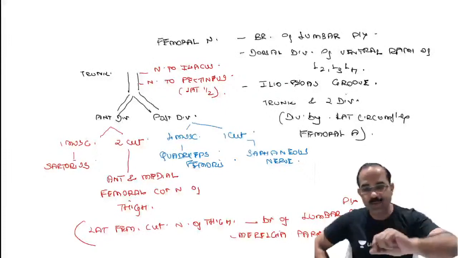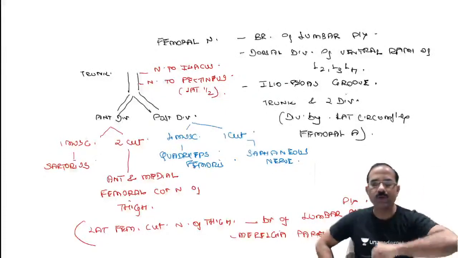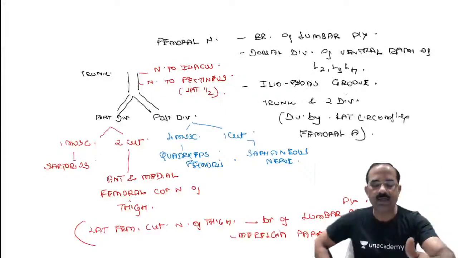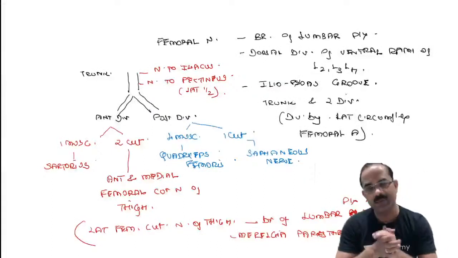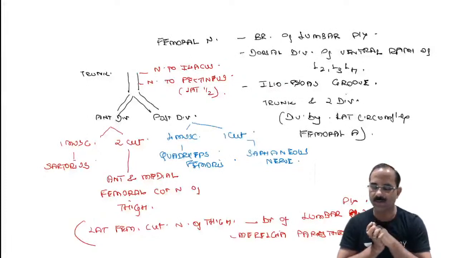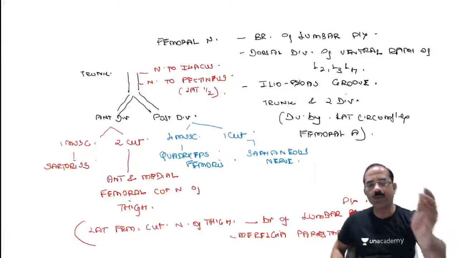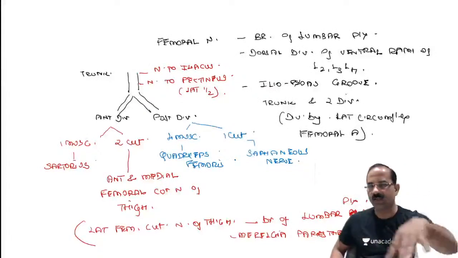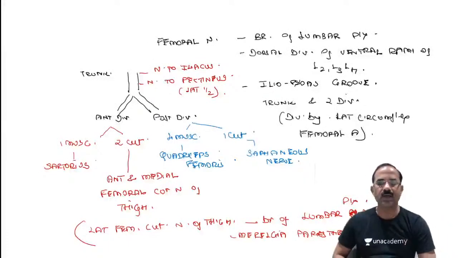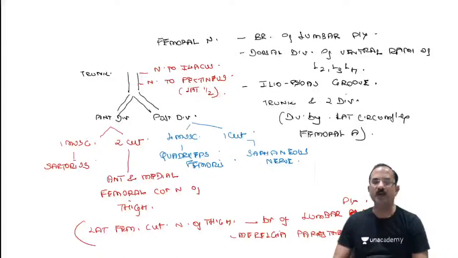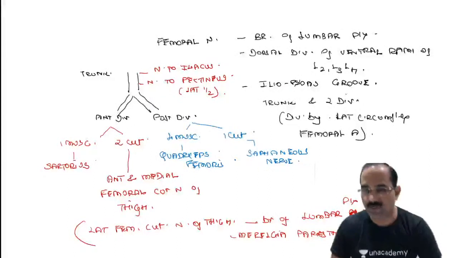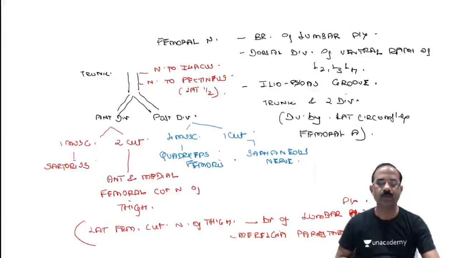Remember, the lateral femoral cutaneous nerve of thigh is not a branch of femoral nerve. It's a direct branch of lumbar plexus, and compression of this nerve against the inguinal ligament leads to meralgia paresthetica. Posterior division gives 4 muscular, 1 cutaneous branch. 4 muscular branches are going to supply the quadriceps, and 1 cutaneous branch is the saphenous nerve. Now, what does the saphenous nerve supply? That you have to know. It supplies the medial aspect of the leg and the foot up to the great toe.